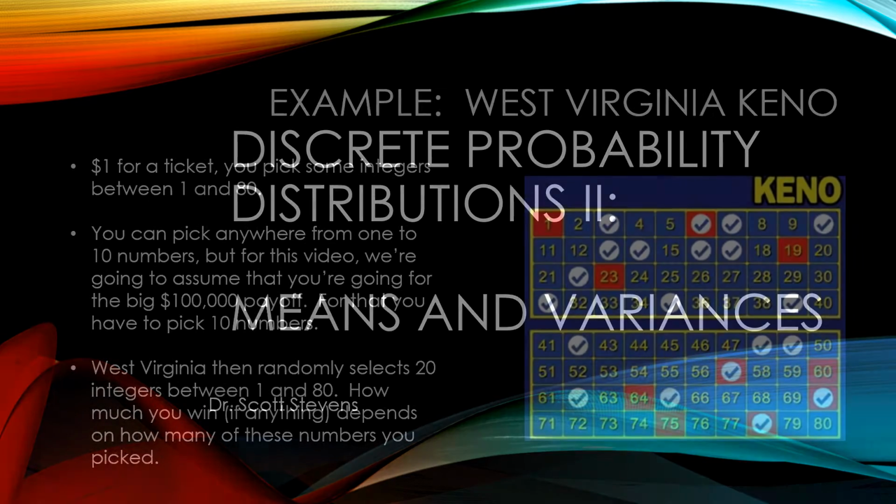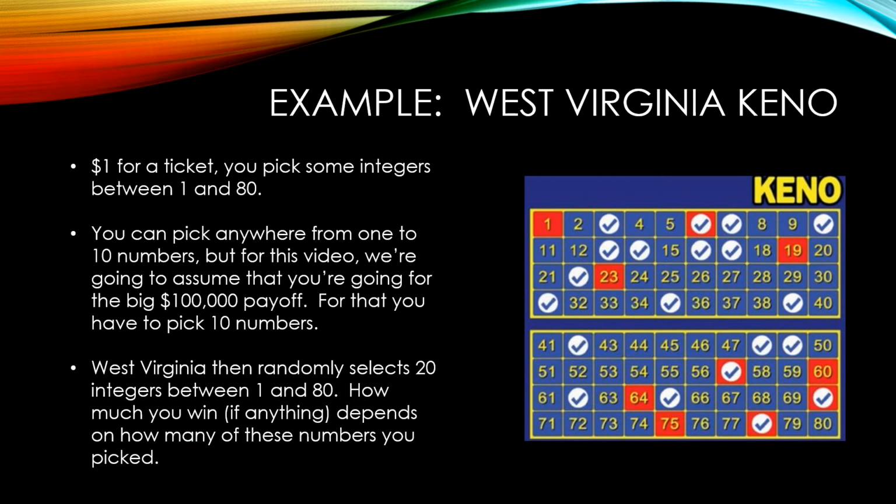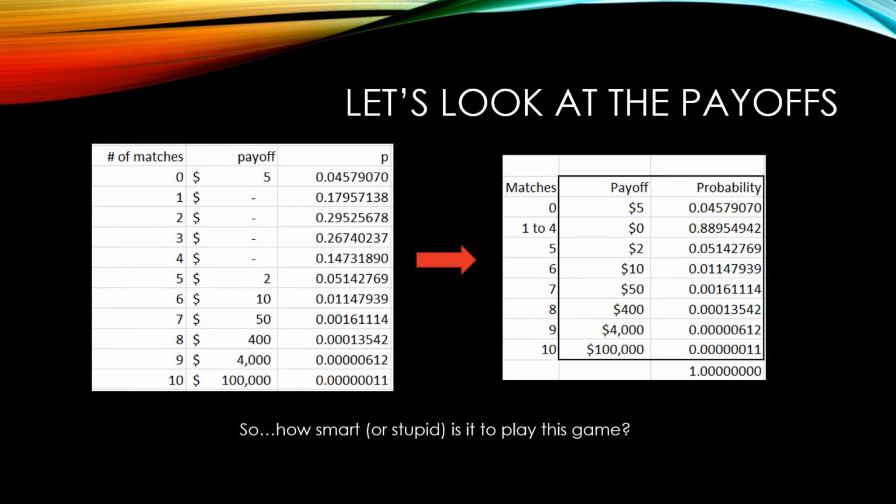Let's take a look. I'm going to go back to my example of West Virginia KENO, the game we talked about last time. But last time we focused on how many of the numbers that you picked were winning numbers, the number of matches that you had. Of course, that's really not the question that would most interest you. If you play West Virginia KENO, you want to make money, so we care not just about what the probability for the number of matches is, but how much money you get for winning that.